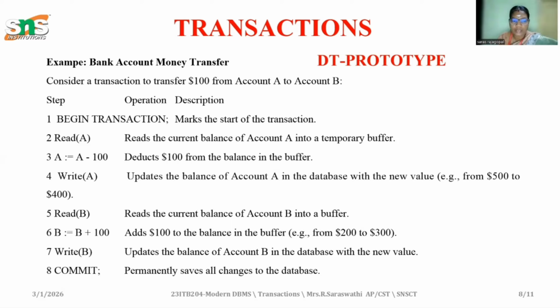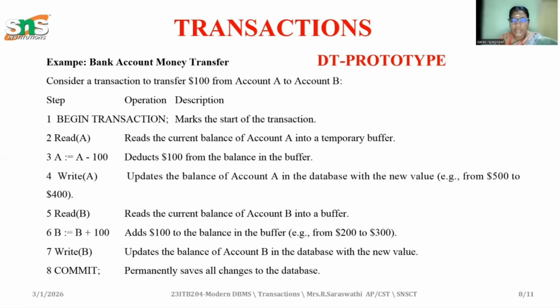Write of A. It updates the balance of account A in the database with the new value, for example from $500 to $400. That is, 100 is deducted. Read B. Read the current balance of account B into the buffer. B is another account; A is one account. B equals B plus 100: add $100 to the balance in the buffer. Initially, B contains 200, so adding $100 makes it $300.